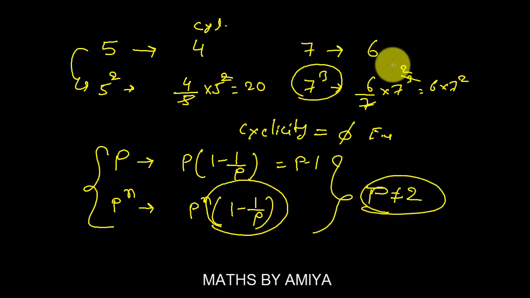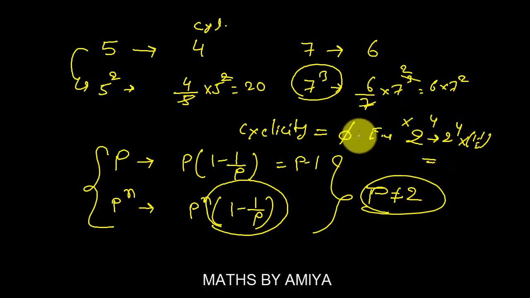We check everything. For the 7, we have 6. For the 7 cube, we have 6 into 7 square. But when we have 2 raised to power 4, we are not going to use 2 raised to power 4 into 1 minus 1 by 2. According to cyclicity, this is a wrong process. This is the perfect Euler: for 2 raised to power 4, it is 2 cube, which is nothing but 8. But it is not the cyclicity.